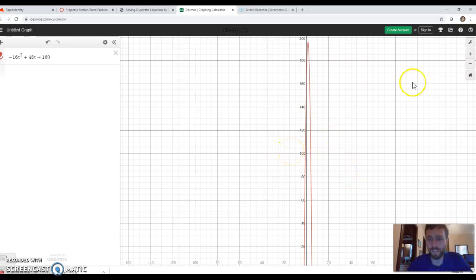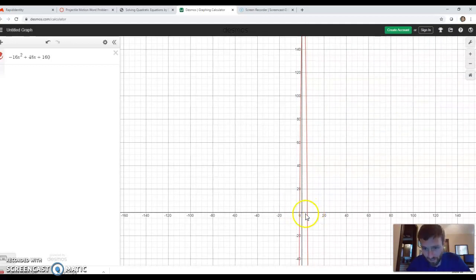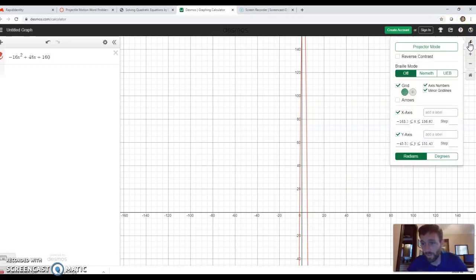So if I want to fix this, I can go to the wrench and I can customize my graph. So that's what I'm going to do. I would like for my y-axis to go up to 200. And based on what I'm seeing here, my x-axis really just needs to go from, I don't know, maybe negative 10 to positive 10 or something like that. So let's see if we can change this. We'll go to the wrench, and you are free to do this when you're using Desmos as well.